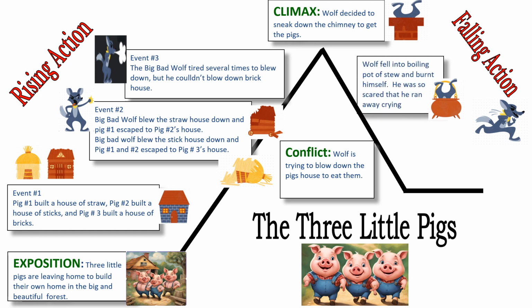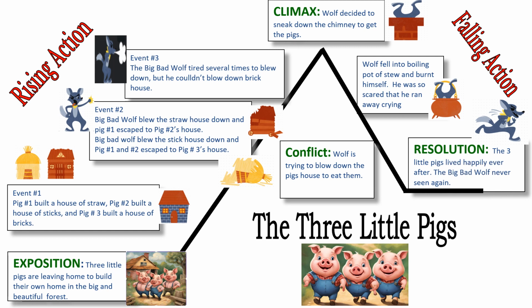And then there comes the falling action. Falling action is when the wolf fell into the boiling pot of stew and burned himself. So he was so scared that he ran away crying. And in the end, there comes the resolution. Resolution is that the three little pigs lived happily ever after, and the big bad wolf was never seen again. So this is all about the story plot of the story, The Three Little Pigs.